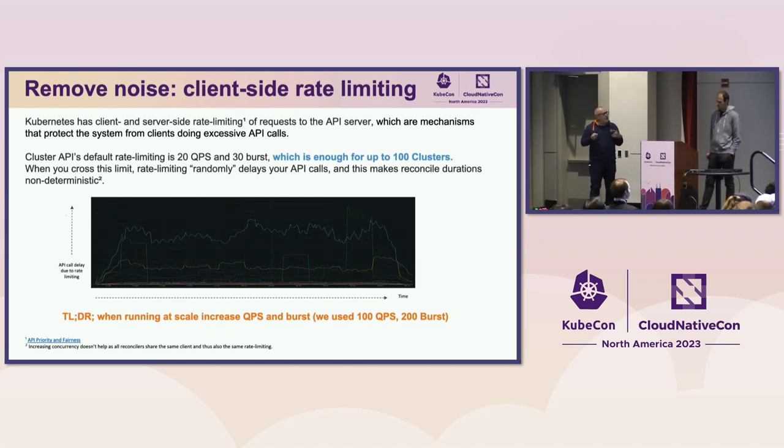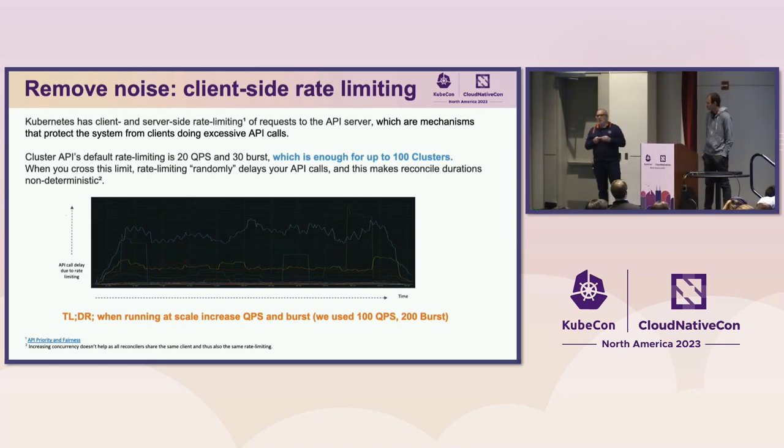We played a little bit around those numbers, and we found out that for working with 2,000 clusters, it is just enough to increase queries per second to 100 and burst to 200, which is okay in a Cluster API management cluster where Cluster API itself is the main process running in the cluster.